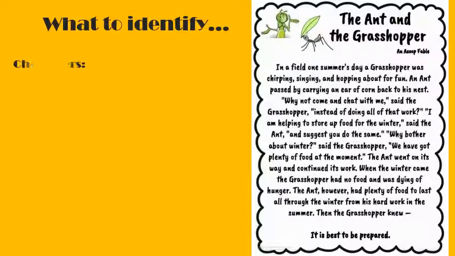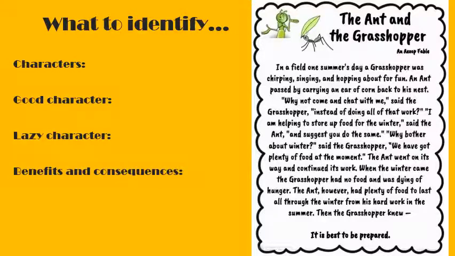What do we need to identify? First, let's have a look for the characters. Most fables only have 2 or 3 characters in them. You can usually identify them from the heading, the ant and the grasshopper. You need to look for the good character or the hero, the character that teaches us the moral. And then you need to look for the lazy character, the character who needs to learn the lesson.